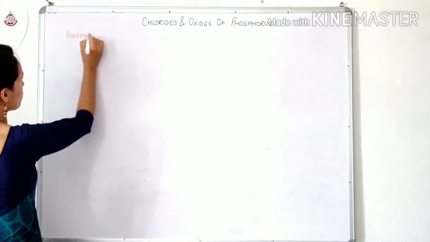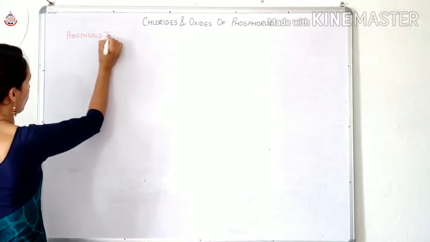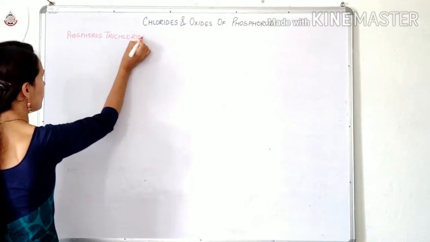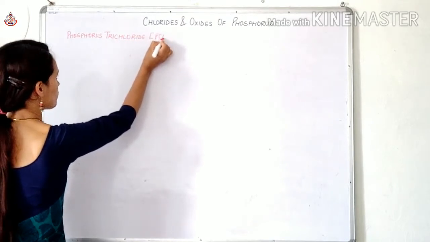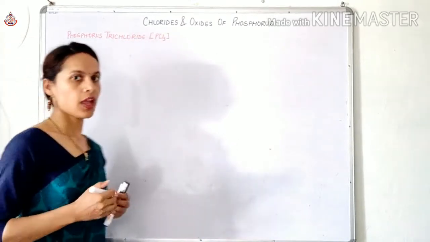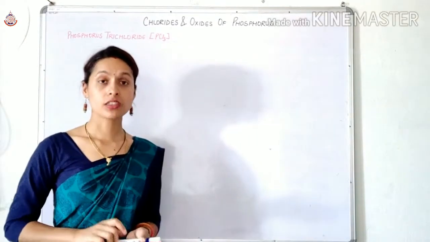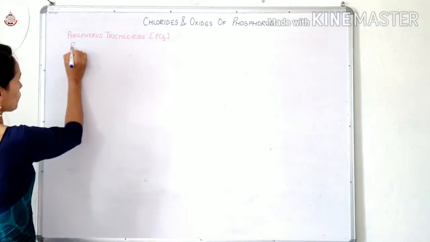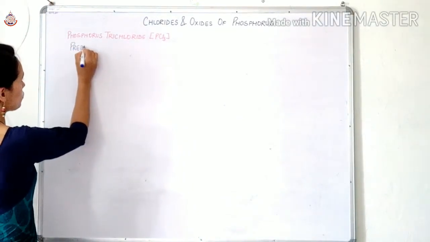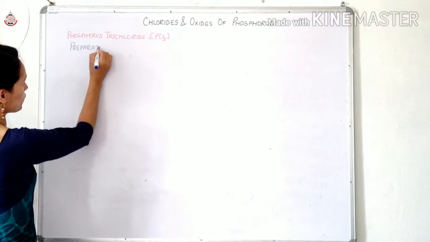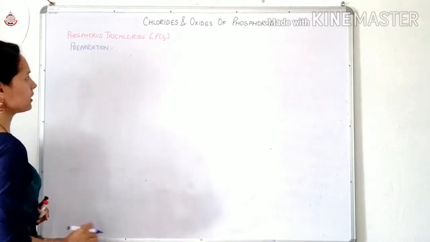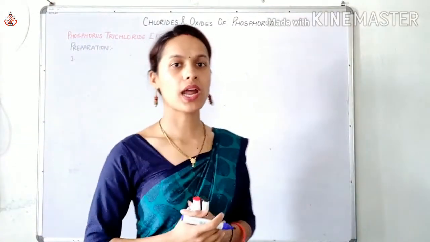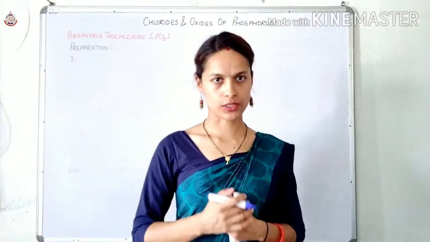Now, the formula of phosphorus trichloride, you all know, is PCl3. Now, first of all, if I talk about the preparation of phosphorus trichloride, we can prepare phosphorus trichloride by two methods. The first method is by the action of thionyl chloride on white phosphorus.